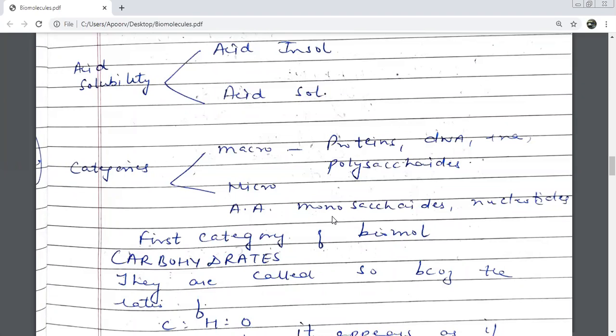Similarly, a single unit is a monosaccharide. It is lighter in weight. So many saccharides connect and form a polysaccharide, so the weight increases. Tell me very quickly, 2 examples of macromolecules: proteins and DNA. And 2 examples of micromolecules: amino acids, nucleotides, and monosaccharides.